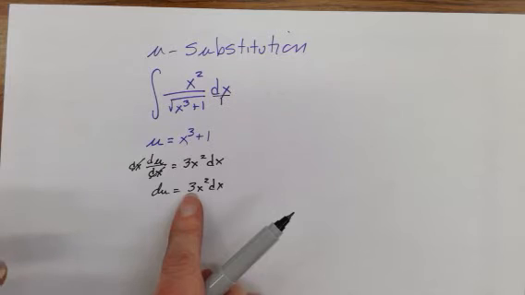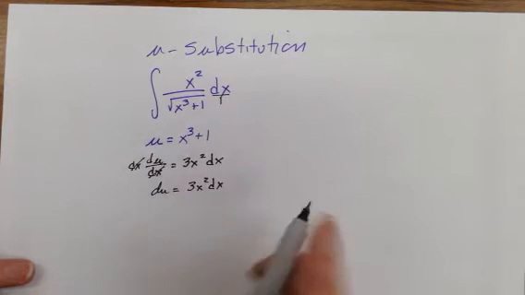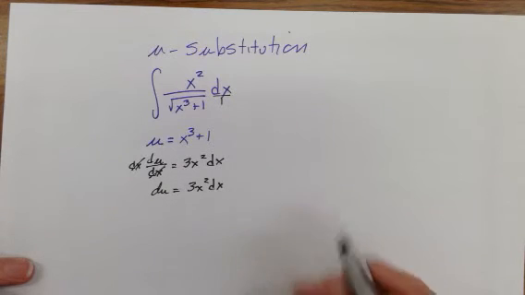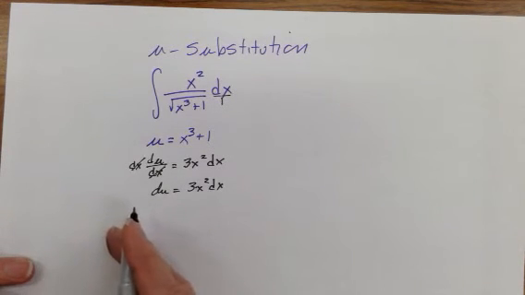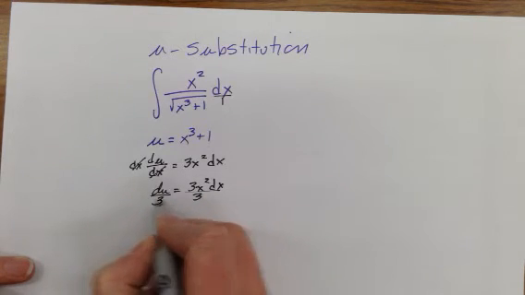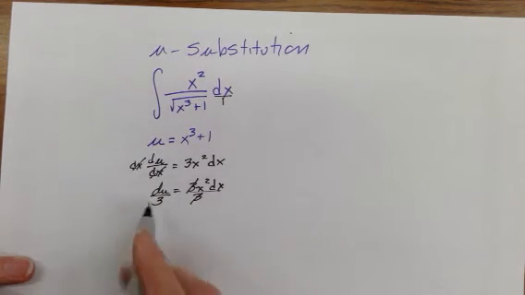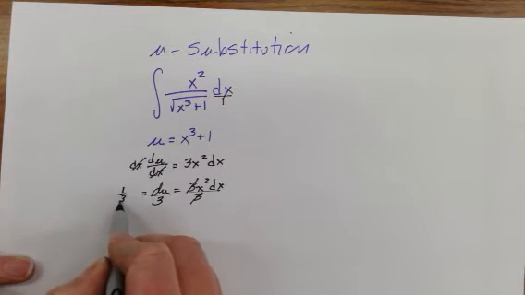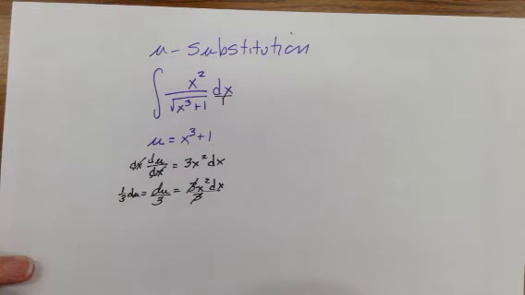But it doesn't horrify me either, because 3 is a scalar. It is a number multiplied by. And in this equation, I can divide both sides by 3. This is, of course, the same as 1/3 times du.